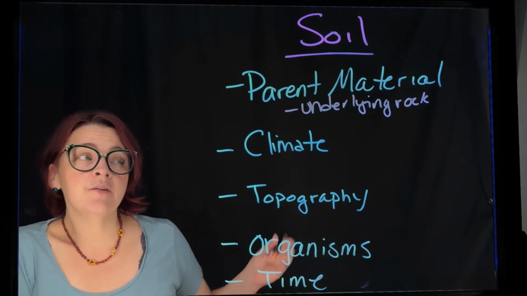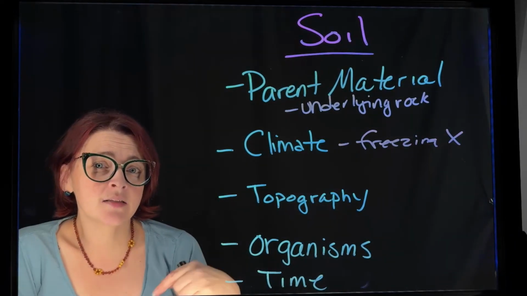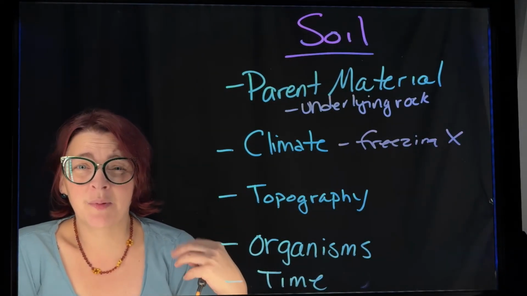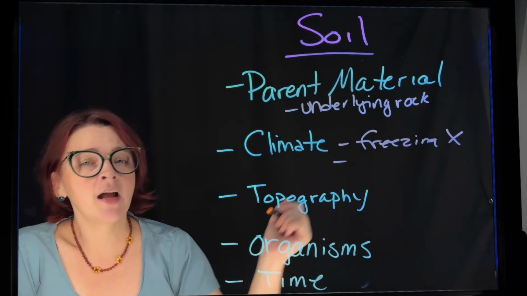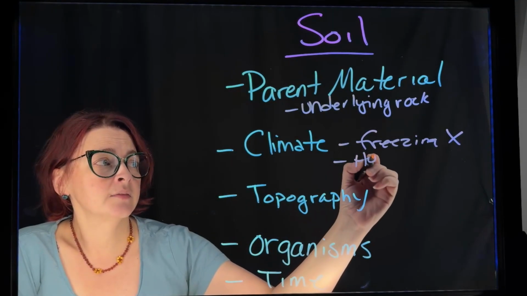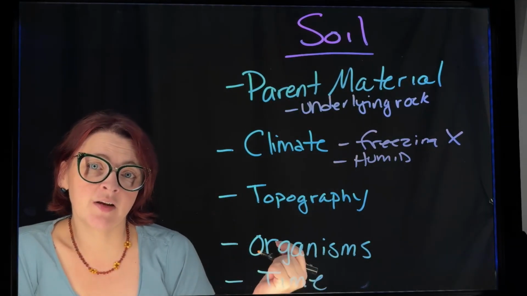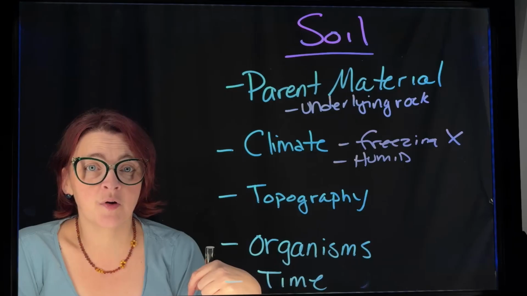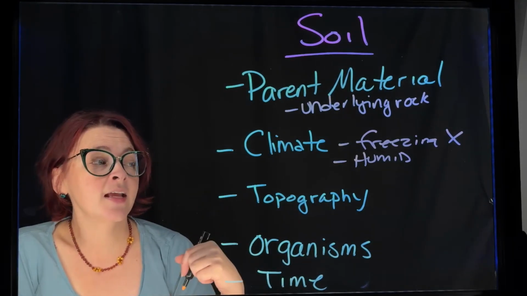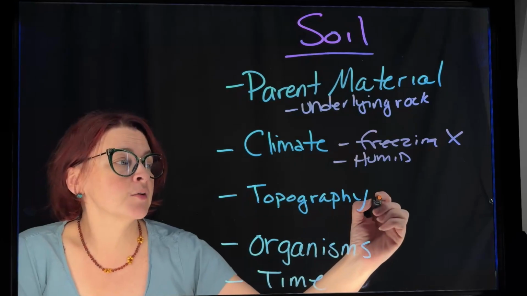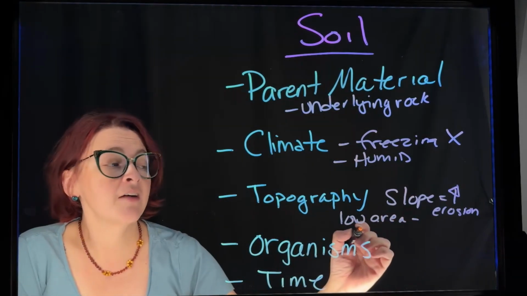Climate. In a freezing climate, you don't have any soil formation because the organics are basically not breaking down because they are frozen. In a hot, humid area, you're going to have a much more accelerated process of soil formation because things are breaking down faster. Topography. If you are on a steep slope, you're going to have more erosion. And if you are in a low-lying area, you're going to have much more deposition.